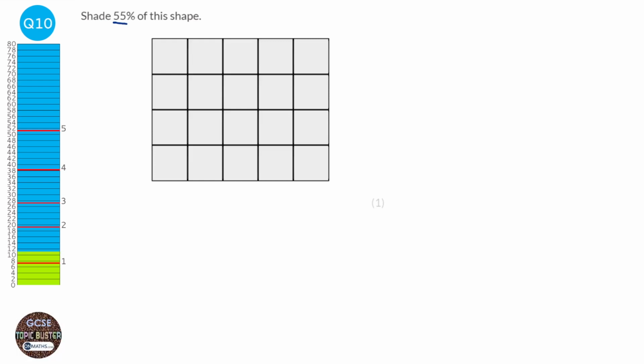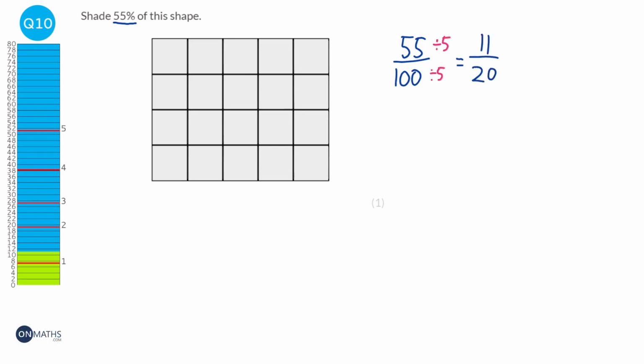So 55% is the same as 55 over 100. And what I can do is I can divide the top and bottom of the fraction by 5. And so that is going to equal 11 over 20. Now in total there are 20 squares here because there's 5 across and 4 down. 5 times 4 is 20. And if there's 20 squares and we're looking to shade in 11 20ths, it's just going to be 11 squares.